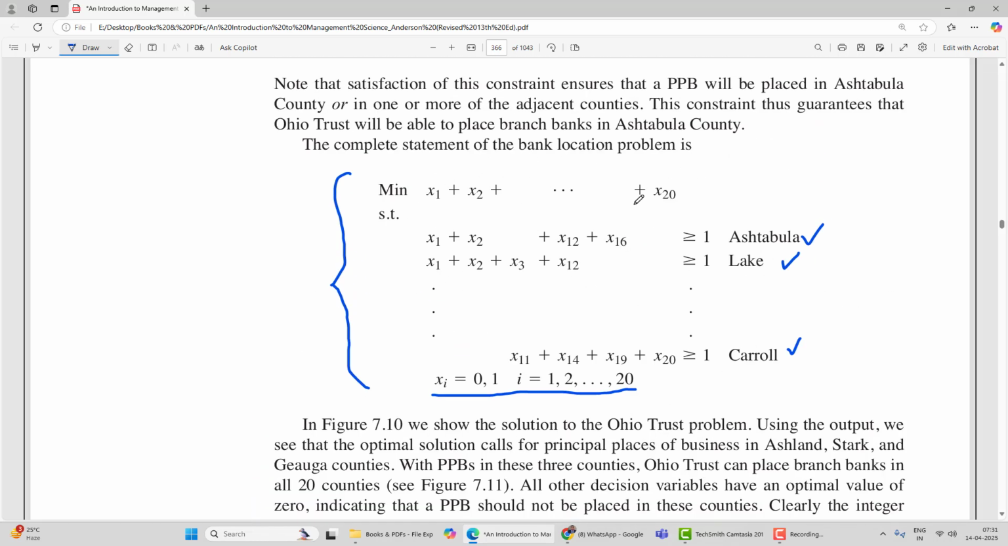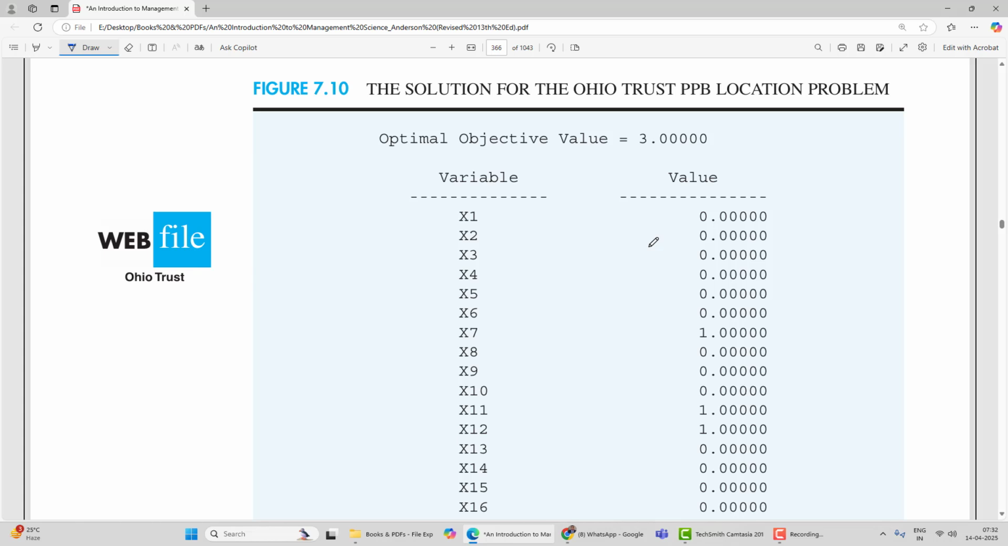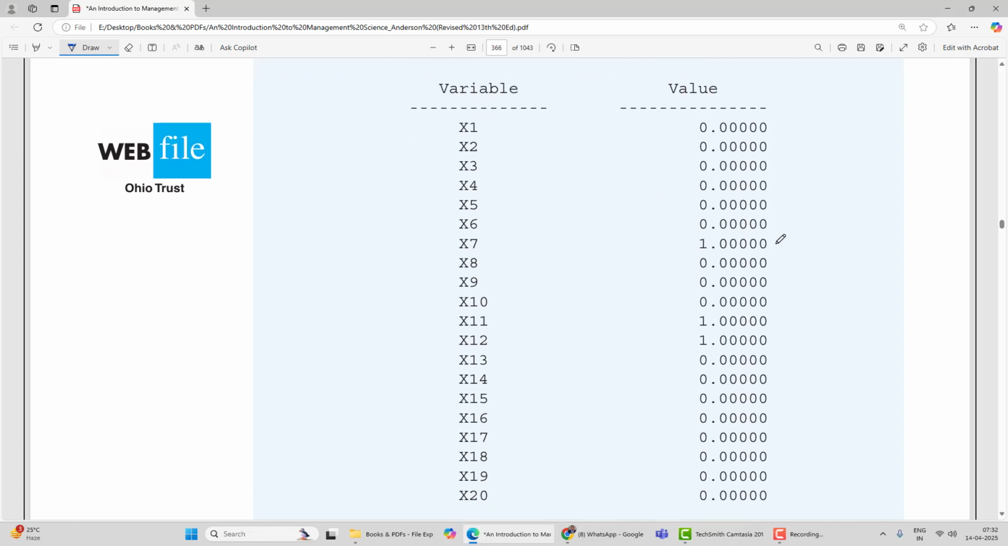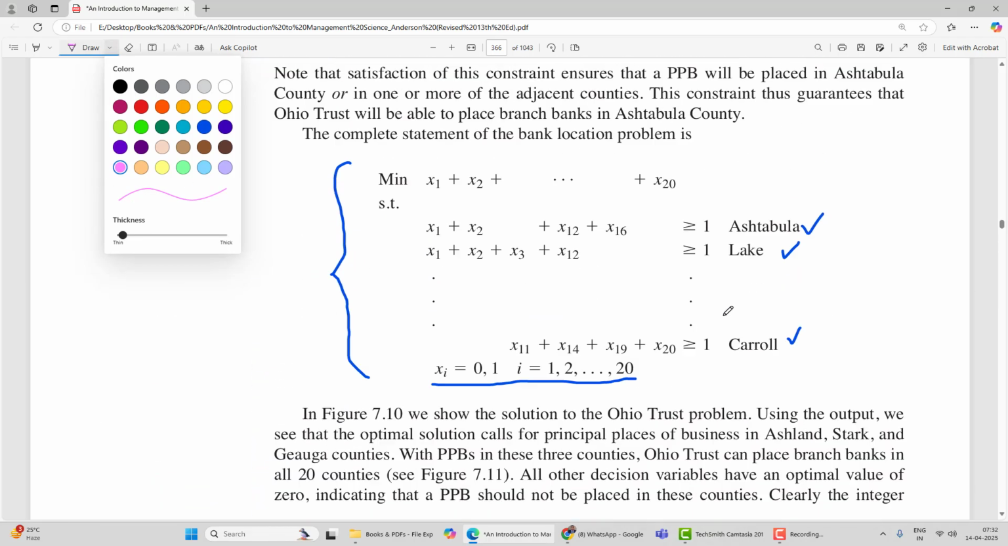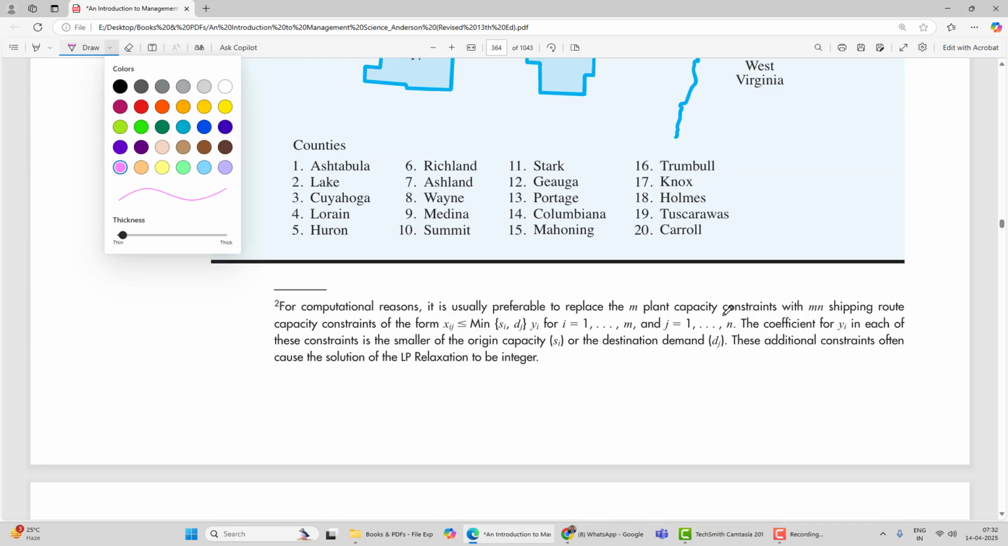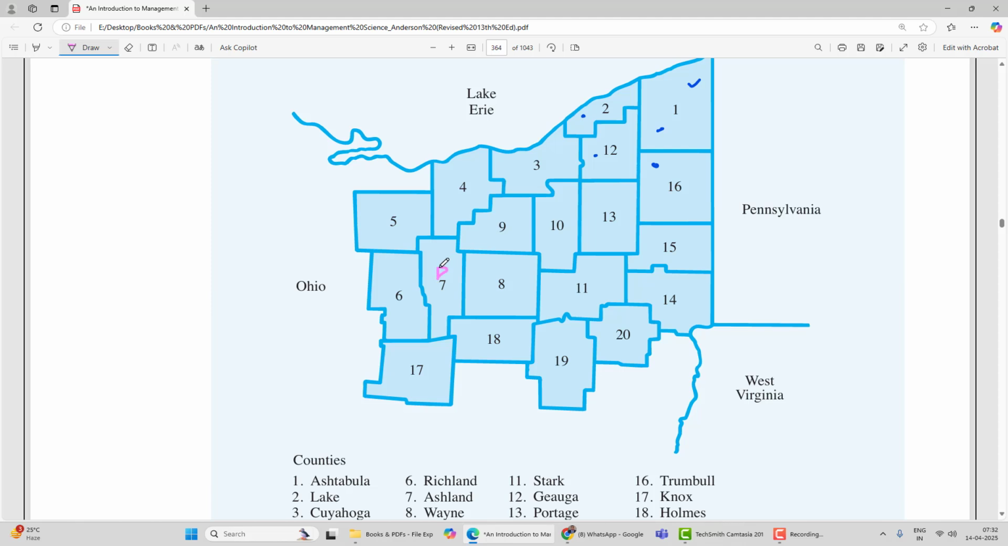And when you solve this, you get the answer x7, x11 and x12. So you want your PPBs to be in 7, 11 and 12. Going back to this diagram, they are saying that we should have it in 7 and 11 and 12. So when you have these three PPBs, you can do business in all the 20 counties.